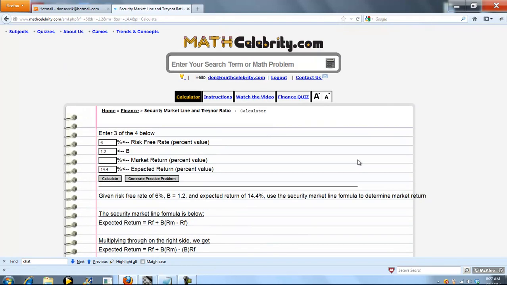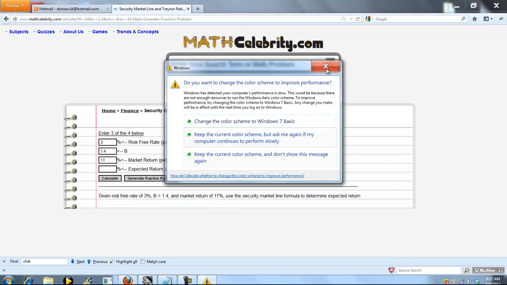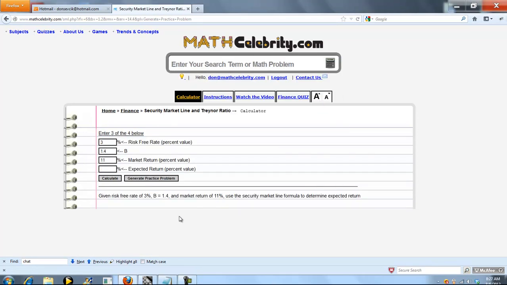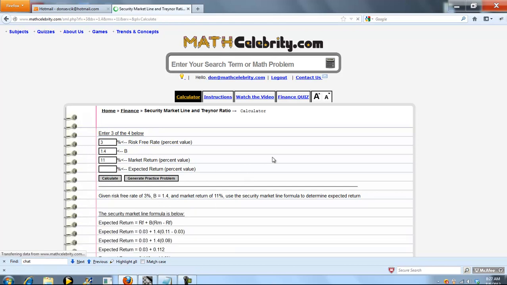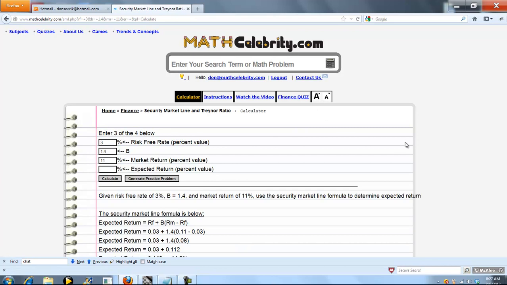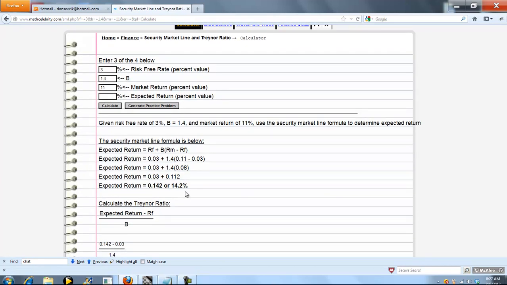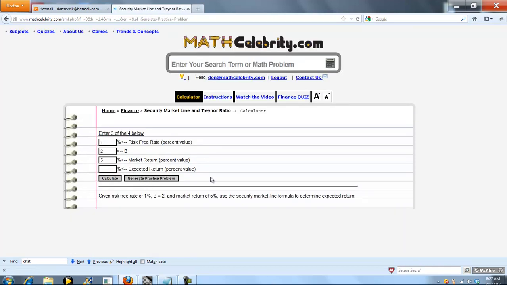Now the last feature is if you want to keep your skills sharp and you run out of practice problems, you press this button here. What that's going to do is generate a random security market line equation. When you're ready to solve, you just press calculate, and it'll solve that practice problem for you. You can keep pressing this button, and it'll give you random problems to attempt to solve.